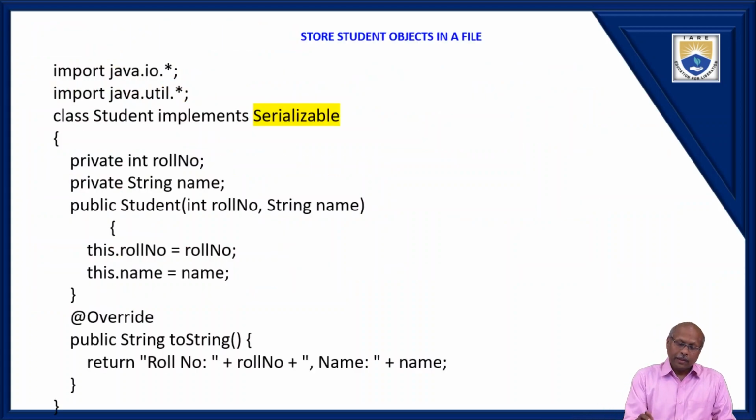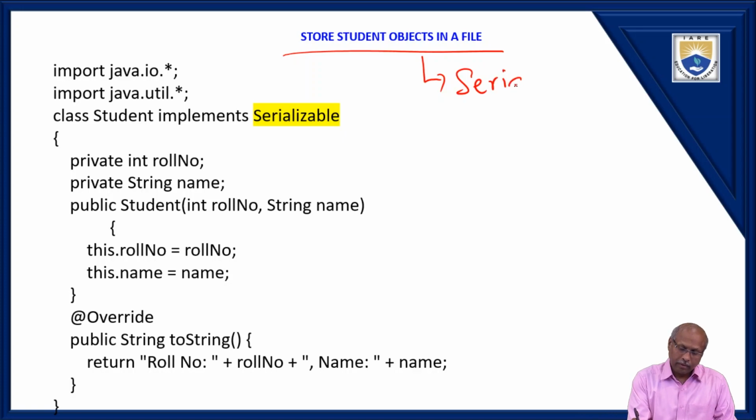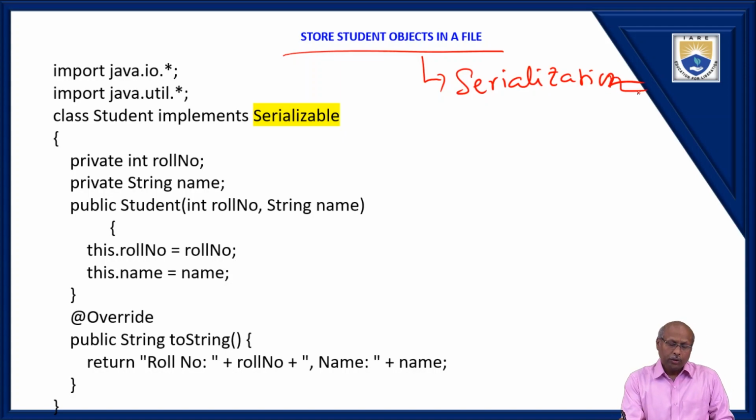Now we'll see one object, a student object, and store the student object in a file. So this requires serialization. To do serialization, there is a built-in interface called Serializable. If the object is a serialized one, then you can store it in a file.